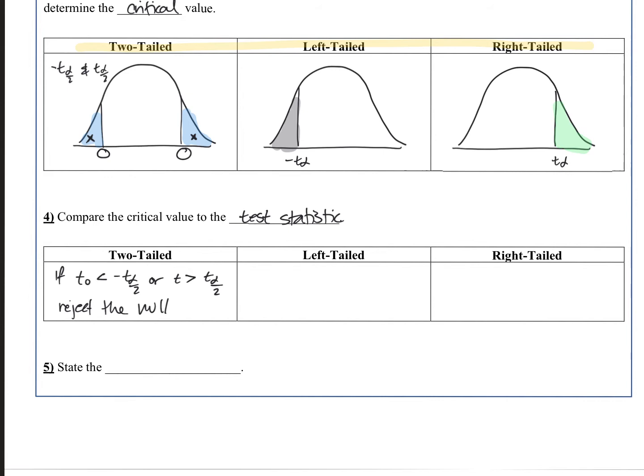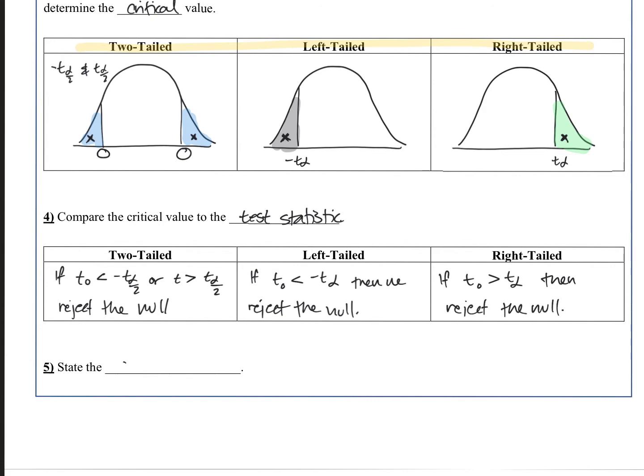null hypothesis. Now, if we're looking at the left-tailed, if our t sub 0, so if our test statistic is less than the critical value that we found, which means it's somewhere in here, then we're going to reject the null hypothesis. Now, if we're looking at the right-tailed, if we have that our test statistic is greater than our critical value, so somewhere in here, then this time we will reject the null. And lastly, we'll state the conclusion.